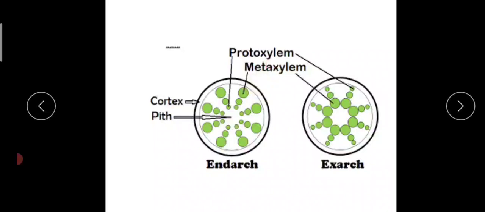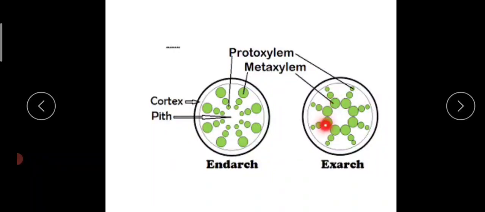So in endarch arrangement, endarch means something that is towards the inner side. So in endarch arrangement, protoxylem is towards the center and metaxylem towards the periphery. That type of arrangement is called endarch arrangement, or in other words we can say the growth of xylem is centrifugal in endarch.